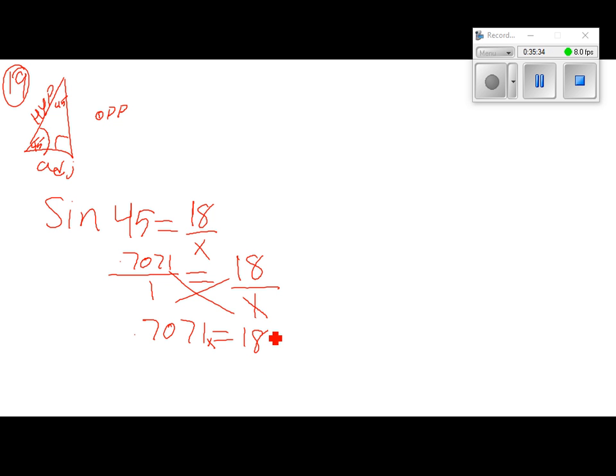Then, what's the next thing you have to do? Divide both sides by. And you end up with what?